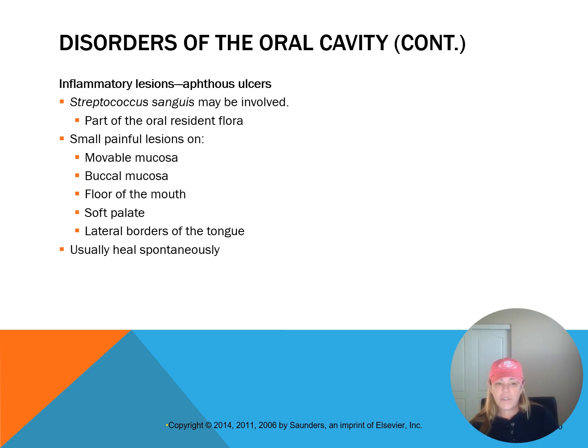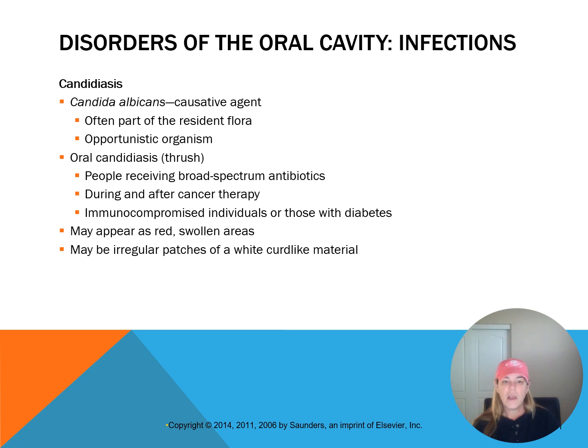So you might get ulcers in the mouth, and this could be caused by some of your resident flora. Lesions in your mouth can happen on the movable mucosa, the buccal mucosa, the floor of the mouth, or the soft palate. And these will sometimes heal spontaneously, like you have a little ulcer inside your mouth that you can feel, and that might be a little bit irritating for a while, but they tend to heal pretty quickly.